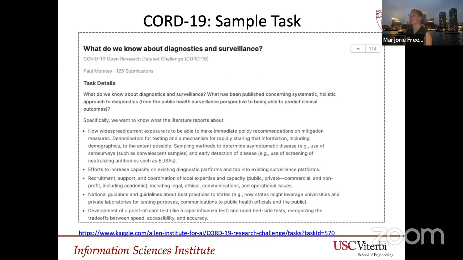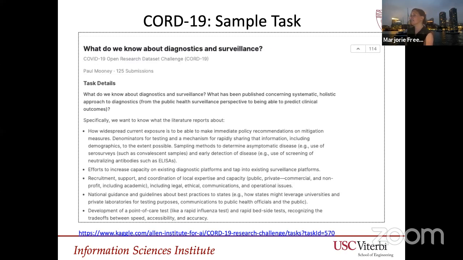To give you a sense of what these tasks look like, this is one of the sample tasks. This is one of the first sample tasks, I think. Some of the questions are outdated, but you'll see these tasks were designed so that the crowd could try to answer them. They have a mix of terms that probably only experts know, but some questions that I could go out and look for. So I could look for national guidance and guidelines about best practices.